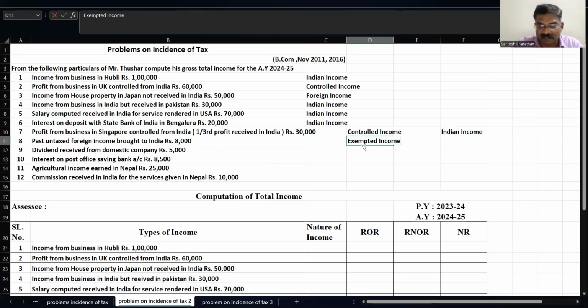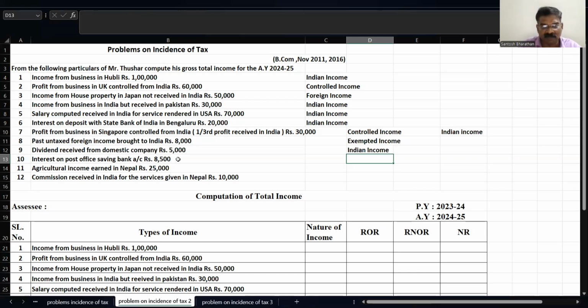We treat that as an exempted income and it's not taxable in any of the three cases. Dividend received from domestic company rupees 5,000. Any dividend which is received in India, that will be treated as an Indian income. Why? Because domestic means India. Dividend has happened, earned, received everything in India. So we treat that as an Indian income.